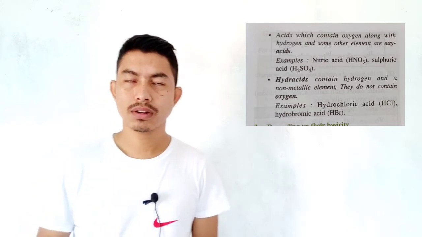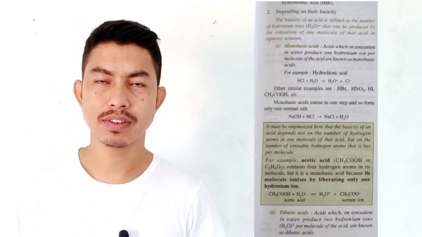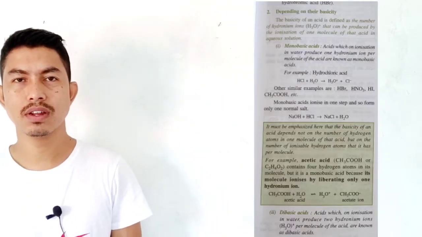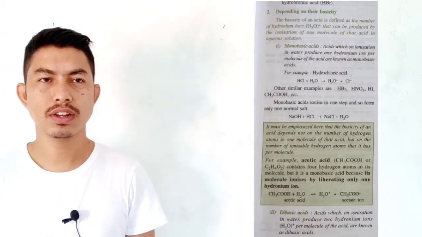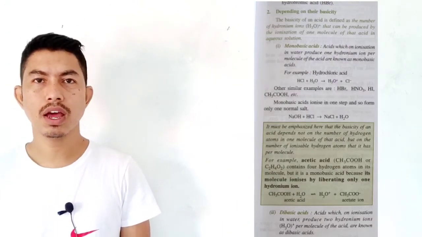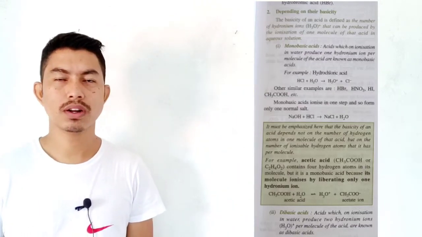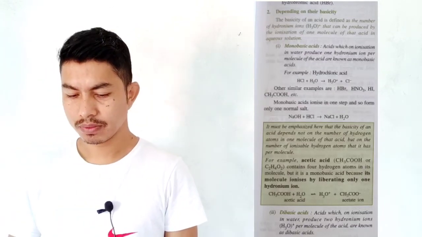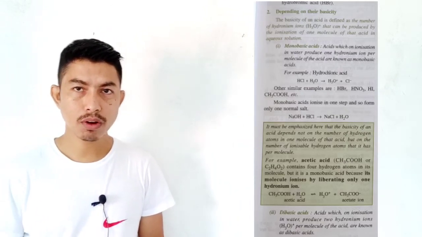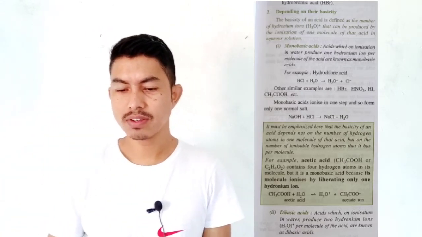The important one is the basicity of an acid. So what is the basicity of an acid? The basicity of an acid is the number of independent hydronium ions produced when one molecule of the acid is dissolved in water. Depending upon the basicity, acids are classified as monobasic acids, dibasic acids and tribasic acids.